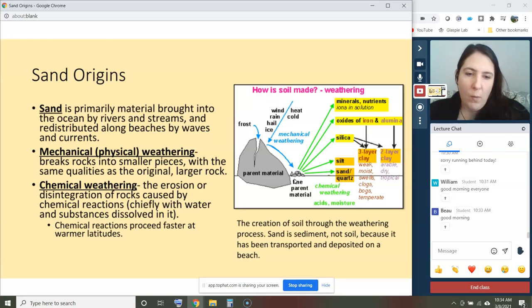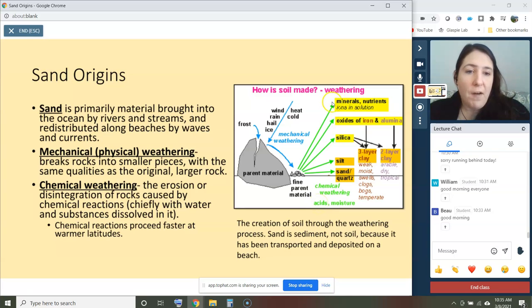Then we get further weathering that breaks down these smaller rocks into some of their components, and this is known as chemical weathering. So chemical weathering is the erosion or disintegration of rocks that's caused by chemical reactions. And this generally happens when rocks are exposed to water and the substance is dissolved in water. And so this would be because of any sort of contact with water or contact with any sort of acids.